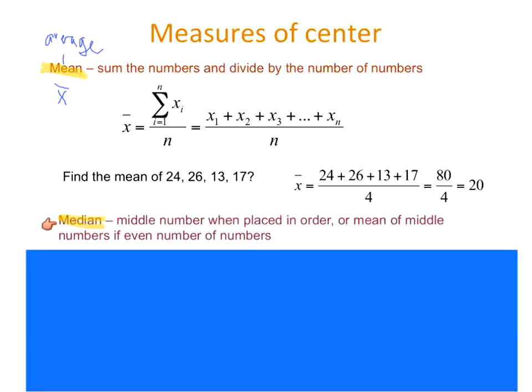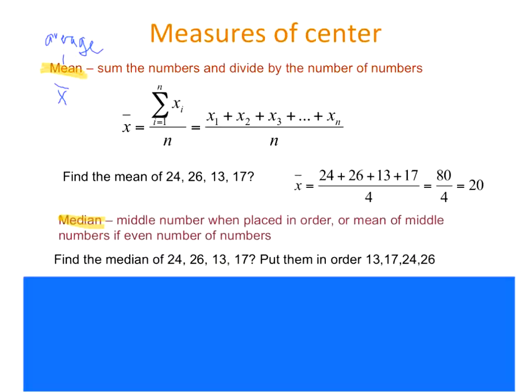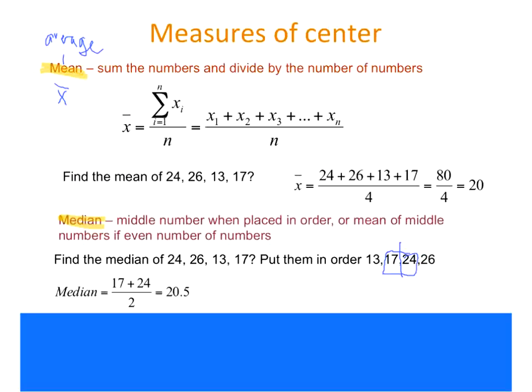We have 3 vocabulary words I'm doing on this page with you: mean, median, and mode. So median, use the word to help you. Median sounds like middle. It means the very middle number when they're placed in order. So let's try one. If I say find the median of 24, 26, 13, 17, first you have to put them in order. And then if I want the exact middle, there isn't a middle number because there's an even amount of numbers. So I have to find the middle of these 2 numbers. How do you find the middle of 2 numbers? Add them together, divide by 2. So I would get 20.5.